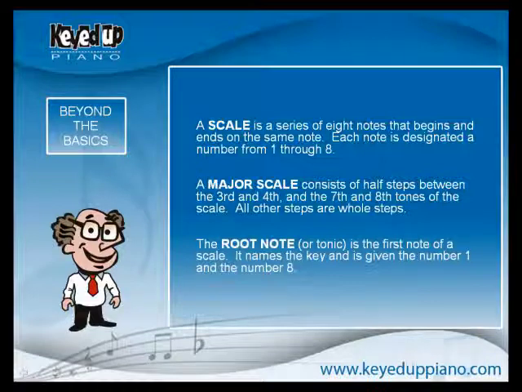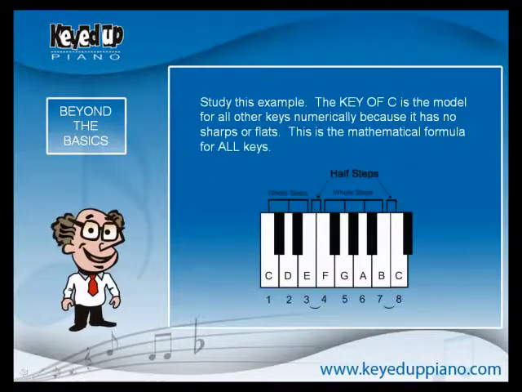The root note is also called the tonic. It's the first note of the scale, and it names the key, and it's given the number 1 and is also the number 8. I want you to study this example. The key of C is the model for all other keys numerically because it has no sharps or flats. This is the mathematical formula for all keys, and it's only 8 notes.